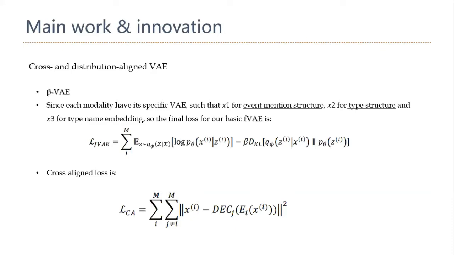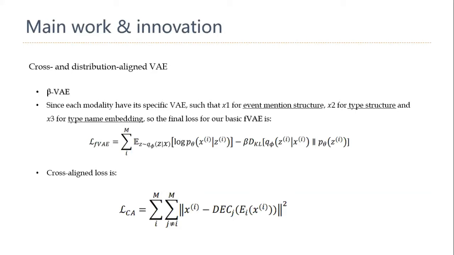For better performance, we use the beta VAE. Since each modality has its specific VAE, the final loss of our basic VAE is like this. And by weighting the KLD with beta, we can produce better reconstructions than the trivial VAE.